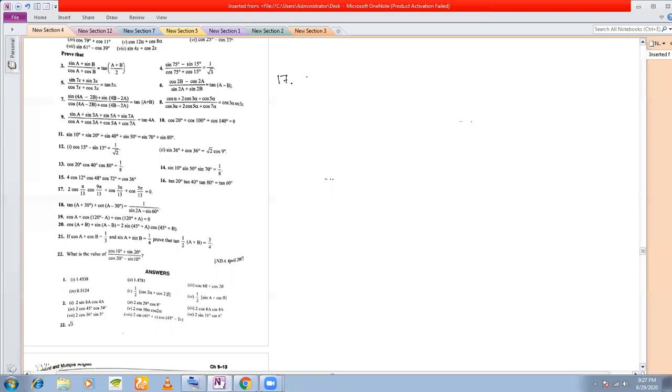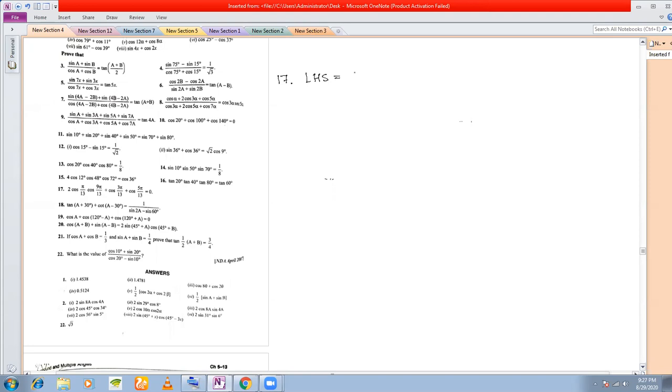Number 17 we are going to do. Okay, and the question here is, prove that 2 cos pi by 13, sorry, cos 9 pi by 13 plus cos 3 pi by 13 plus cos 5 pi by 13 is equal to 0. We start from the left hand side.